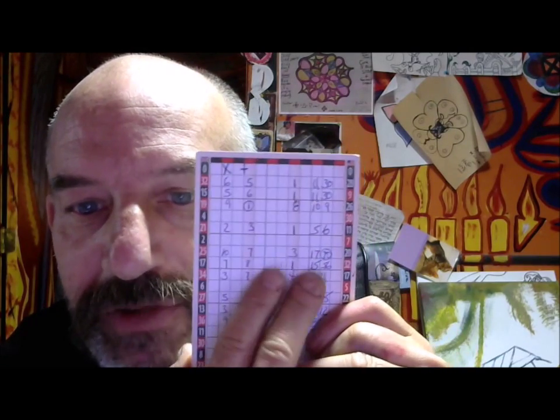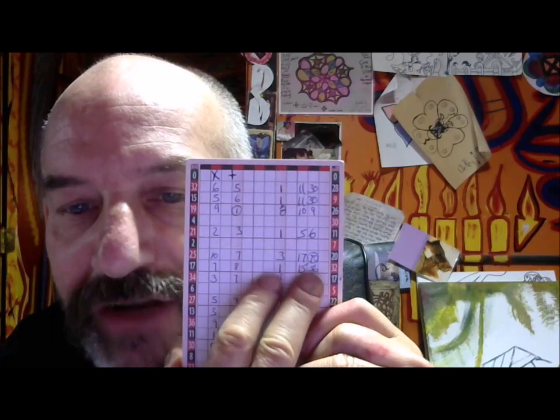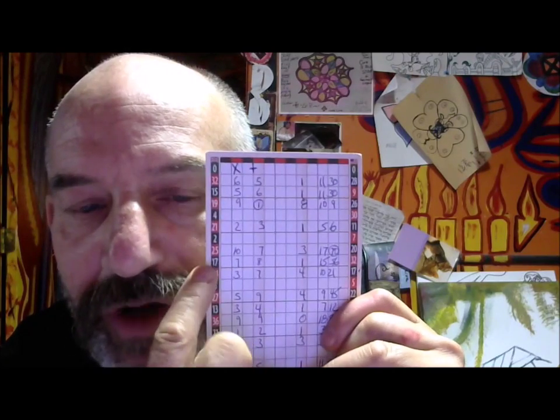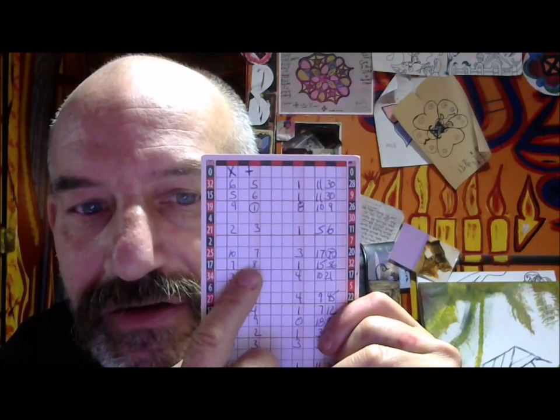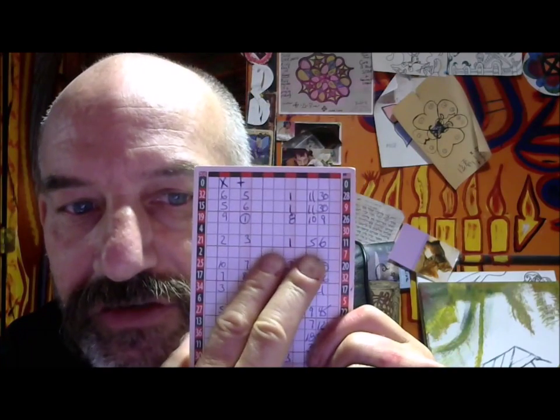7 times 8, 7 plus 8, 56, 15. You minus it, 41 DNA. You add it, 71. Back to the same number. We're dividing. 2 times 3 is 56.